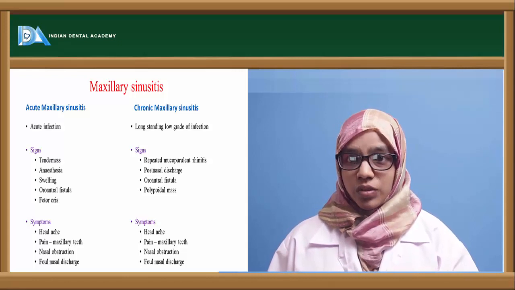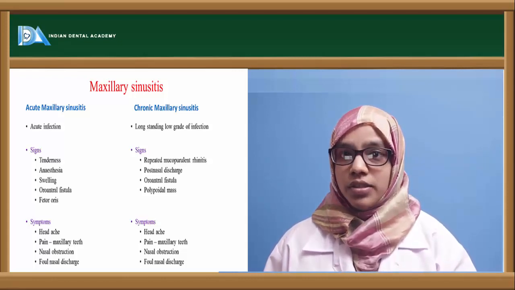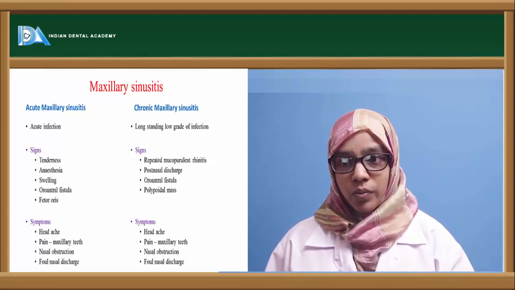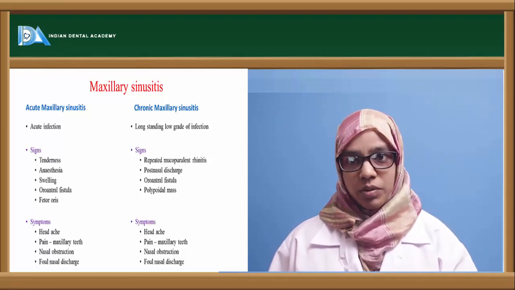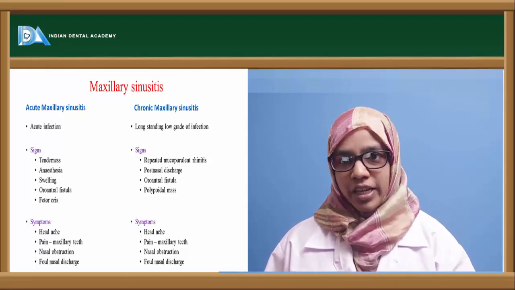Because of pain and swelling, there could also be anesthesia because the infection is trying to compress the infraorbital nerve that supplies the anterior part of the cheek. There could be mild swelling, oro-antral communication can be present, and rhinorrhea can be present. Let's move on to the signs and symptoms of chronic maxillary sinusitis.